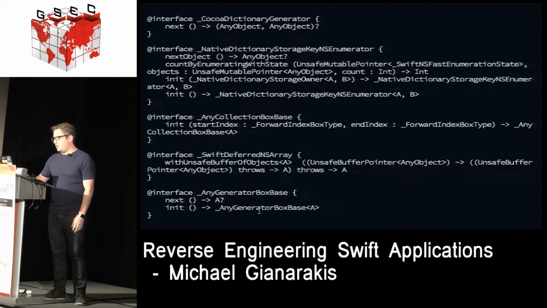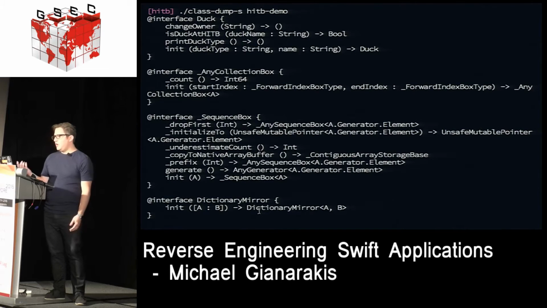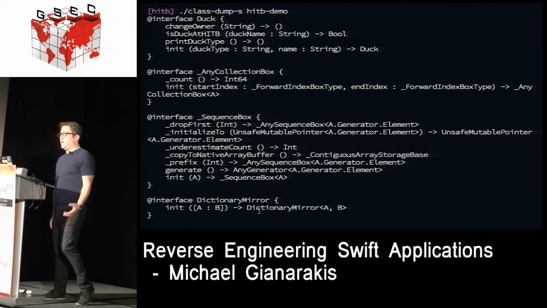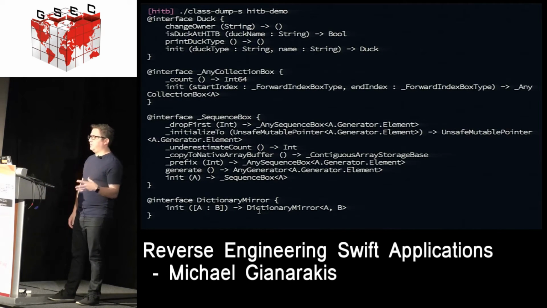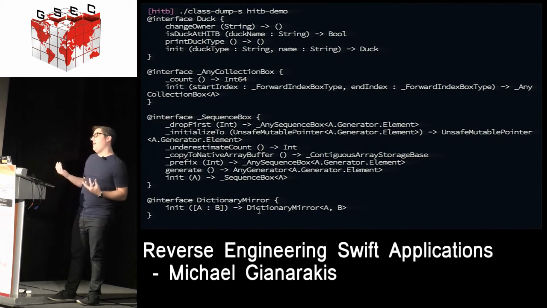Cool. So we'll go back up to our class that we know. I think it's up the front here. Cool. So we've got our duck class, right? And we've got the methods there. Change owner, which takes a string.